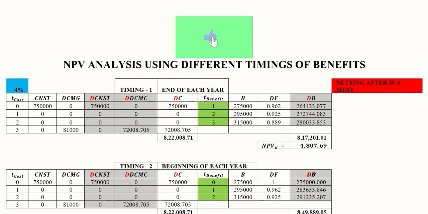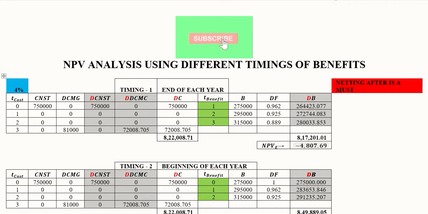The discounting factor is mentioned here, which we can use to discount the benefits. So this is the discounted benefits column, and after this we can sum this column and we will get the sum of the discounted benefits. Now the sum of the discounted benefits minus the sum of discounted costs will give me the NPV of the situation where the benefits occur at the end of each year. The difference is negative, that is, the NPV is undesirable and we should not go for the project in this situation.